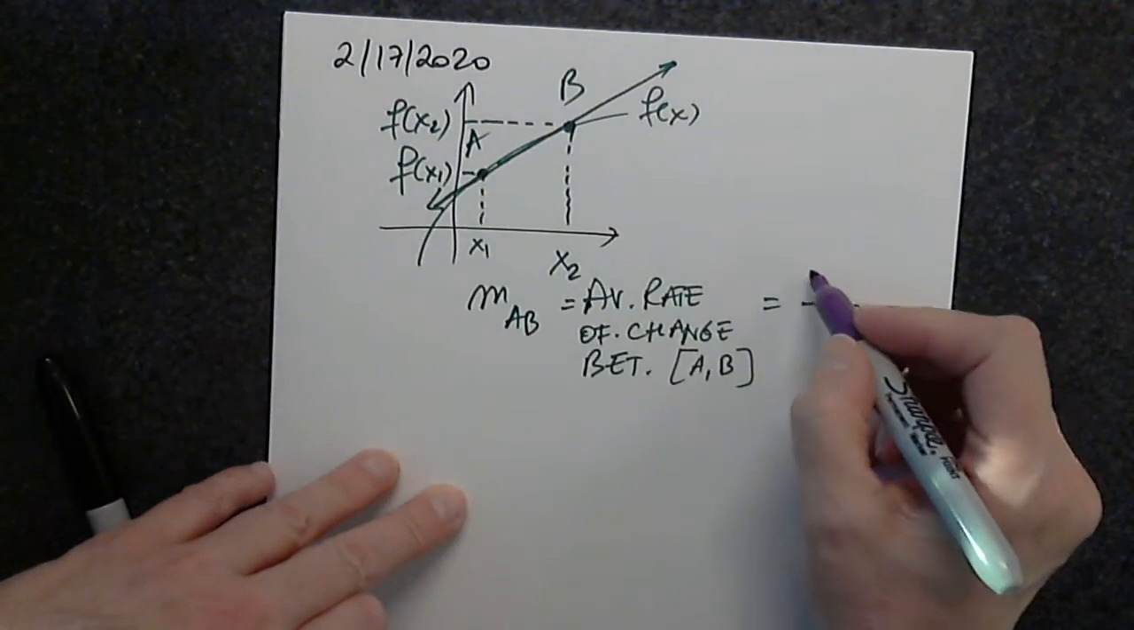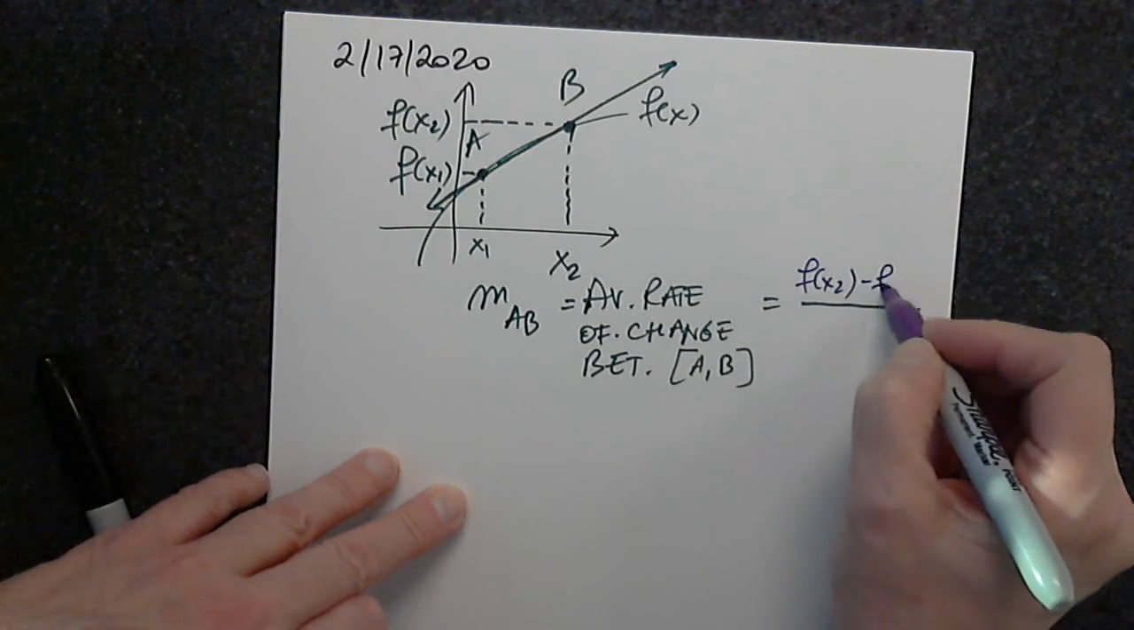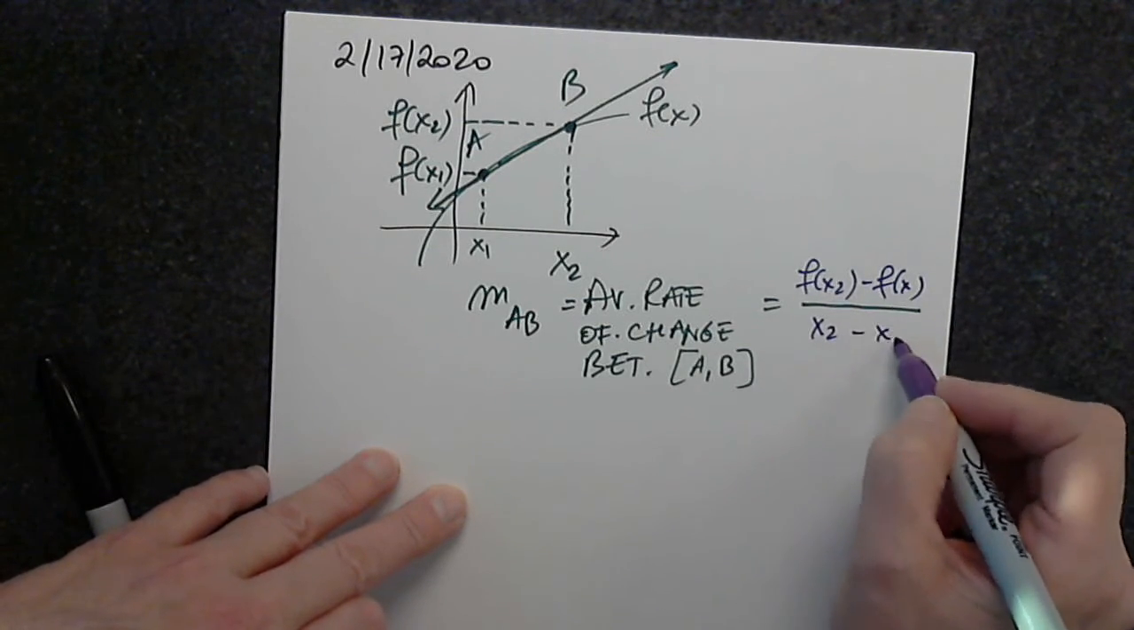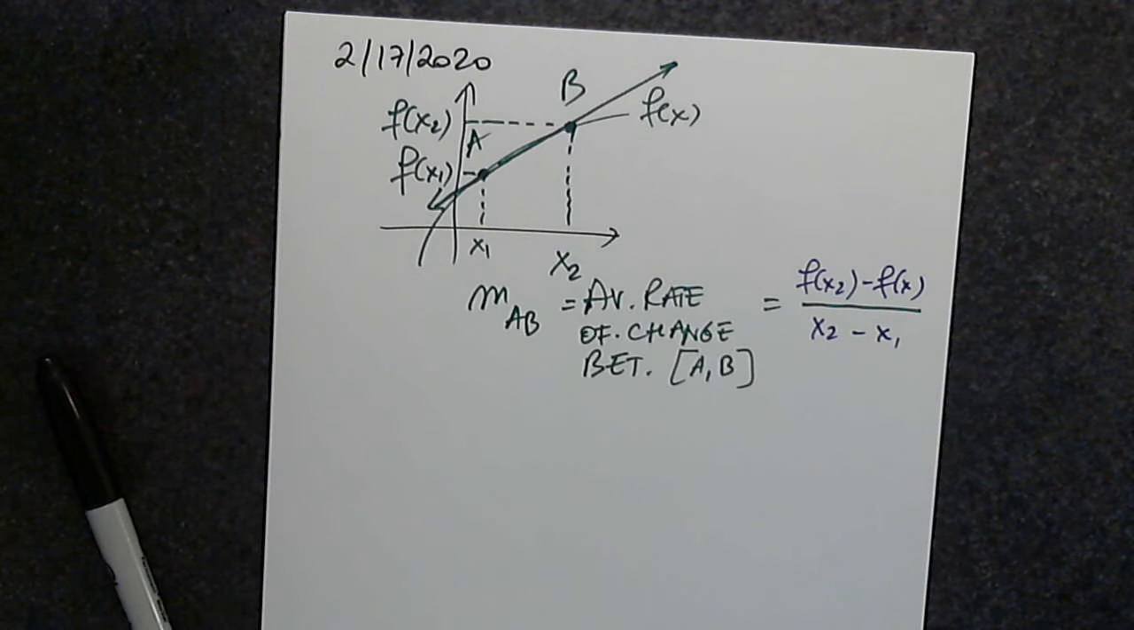Right. Yeah, we have to use these. It doesn't really matter. It's the same thing. It's the same thing as the difference quotient. It's the same thing as the slope of that line.